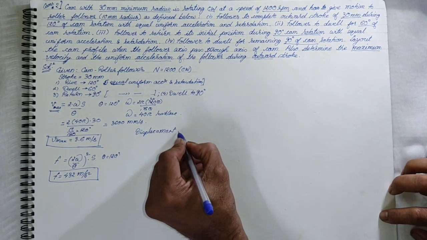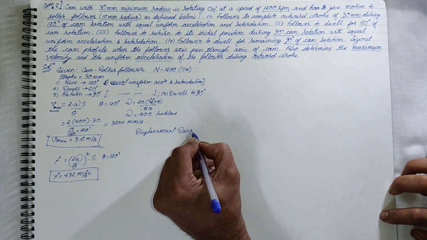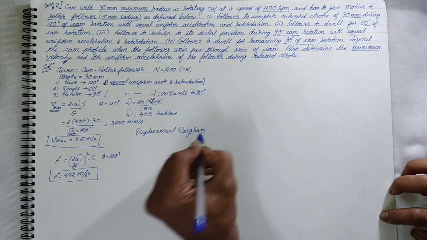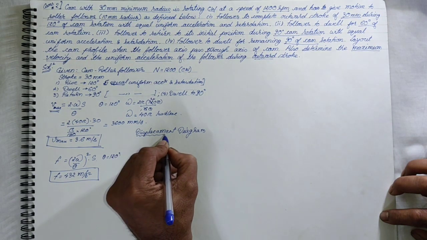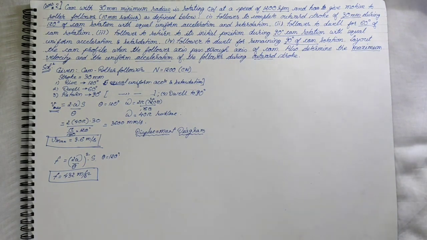This is the displacement of the follower. So, displacement diagram. Now, we have seen the displacement diagram of simple harmonic motion. Now we'll see the displacement diagram for a uniform acceleration motion of the follower.